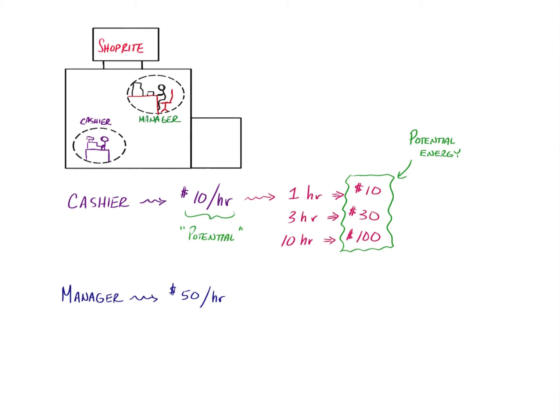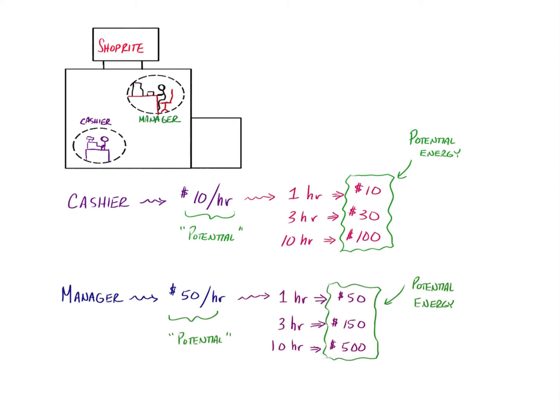So if you now work as a manager, you make $50 per hour, you are now higher up in the company. In this case, both physically, because you're higher up, but you're also higher up in terms of the potential. So now as a manager, you could work the same 1, 3, and 10 hours, but you're going to possess physically different amounts of money than you did when you worked at a lower position. Once again, the physical money being possessed is the potential energy analogy here, and the hourly rate is the potential.